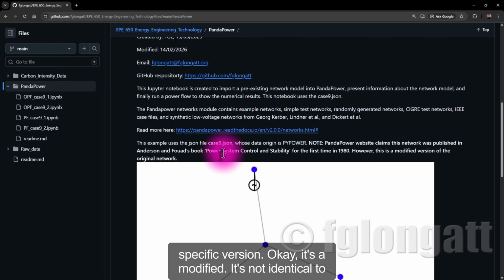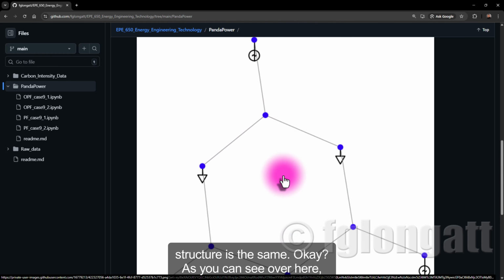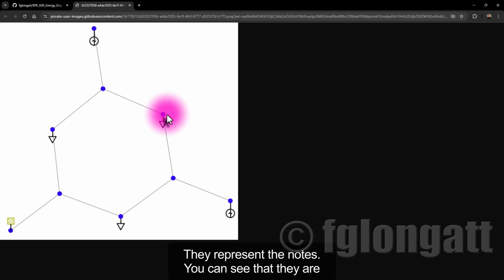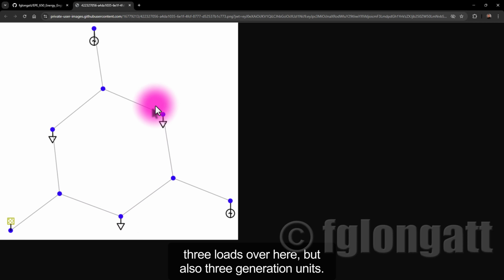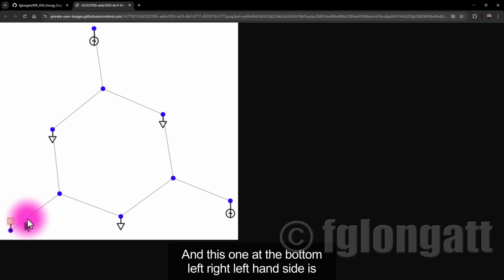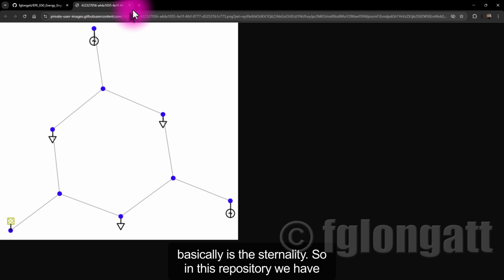It's modified, it's not identical to the one that you will see in the book. However, the structure is the same, okay? As you can see over here, there are 9 buses. You can see the blue points over here. They represent the nodes. There are 3 loads, but also 3 generation units. Two of them are synchronous generators, and this one at the bottom left-hand side is the representation of the slack bus bar, which is basically the external grid, okay?